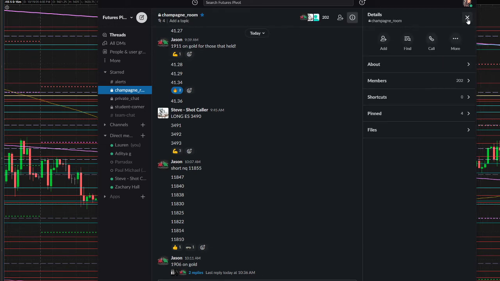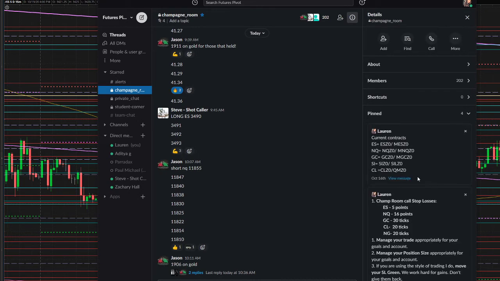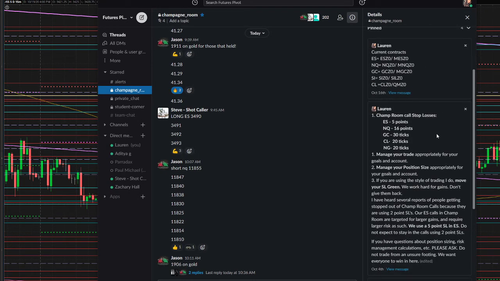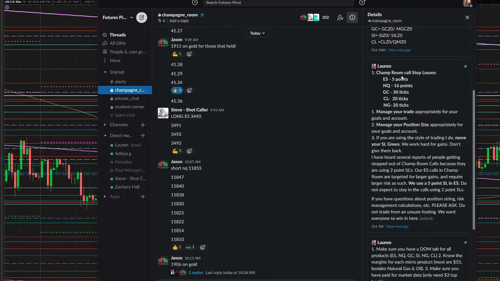So up here in the details section, if you click up here, you can do it on your phone or on the computer. You go under pinned, you can see really helpful information that we keep here. These are the current contracts of the products that we trade: ES, NQ, gold, silver, and oil. And then these are our how-tos or things that you should know about the champagne room. So these are our stop losses on these products that we suggest.